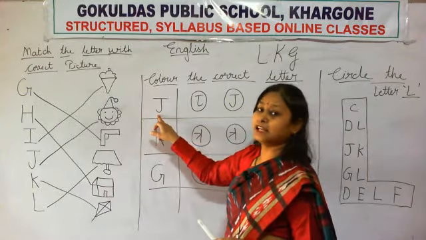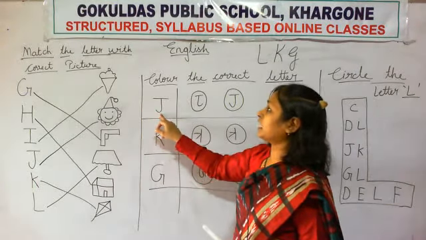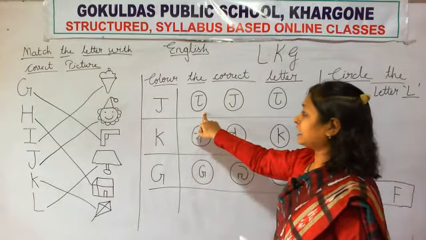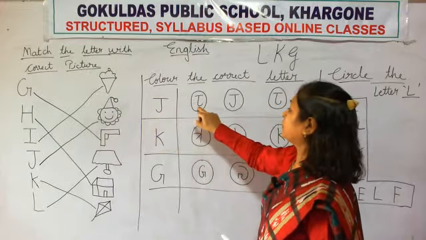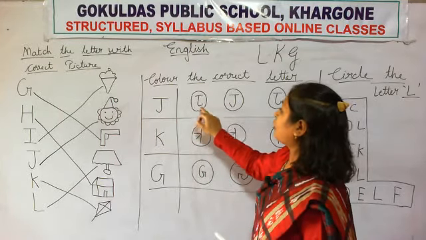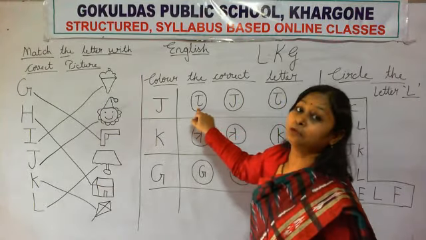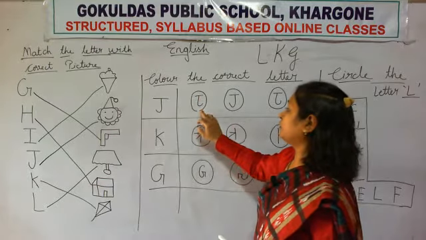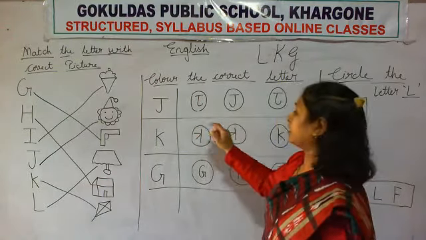Okay, which letter is this? J. This letter is J? These both letters are the same? No, this letter is wrong. This letter is written wrong. So we will not color this letter.